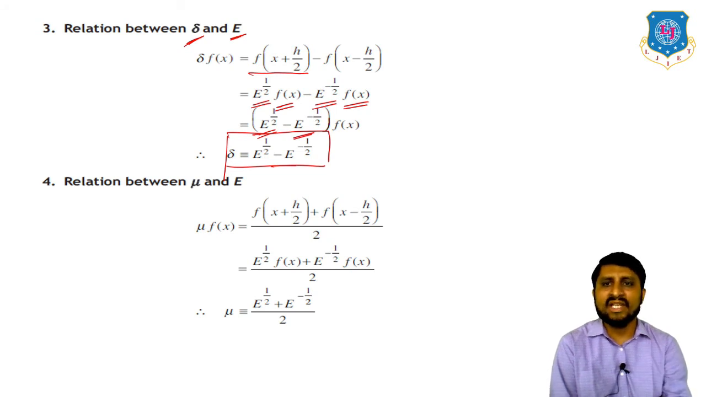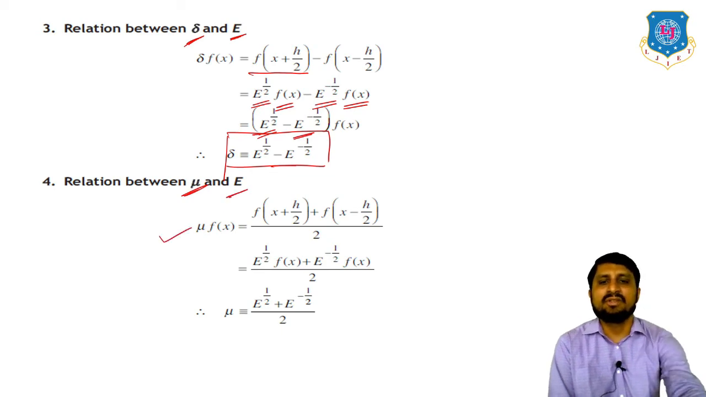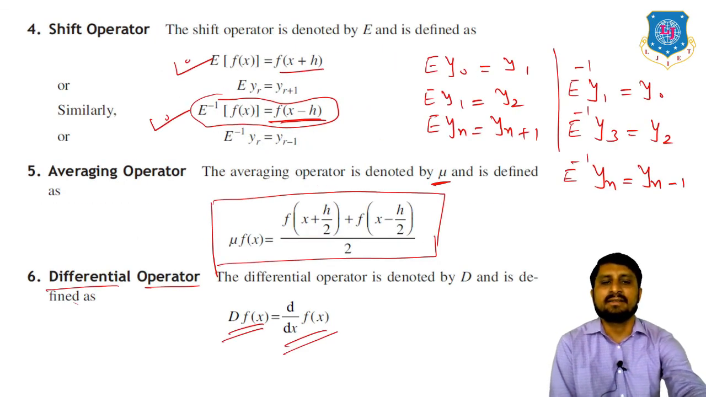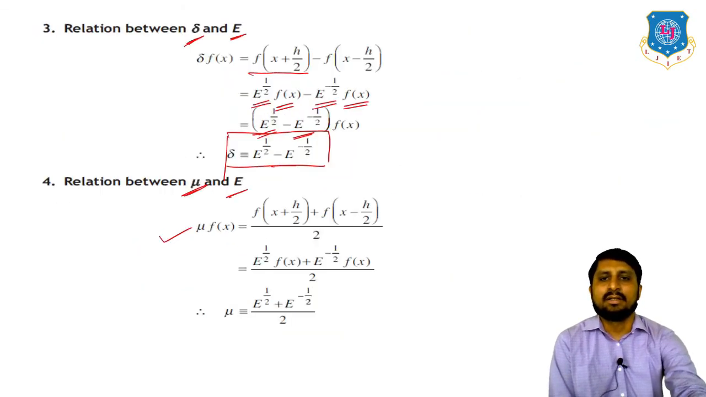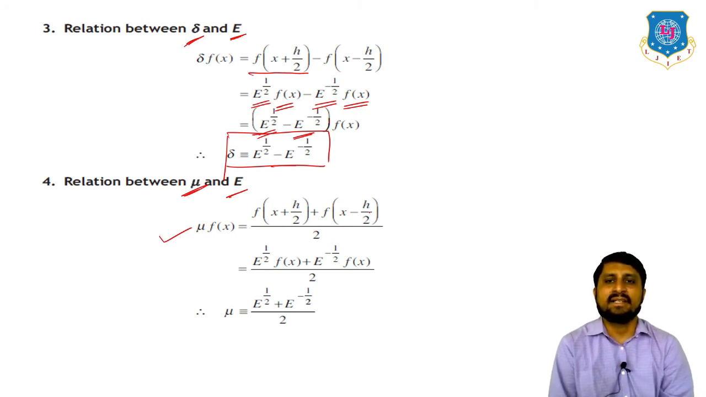Okay, now the relation between nu and e. Nu is the averaging operator, e is the shifting operator. Nu of f of x, use this definition as I explained earlier. This is the averaging operator, right? Nu of f of x is f of x plus h by 2 plus f of x minus h by 2, divided by 2.